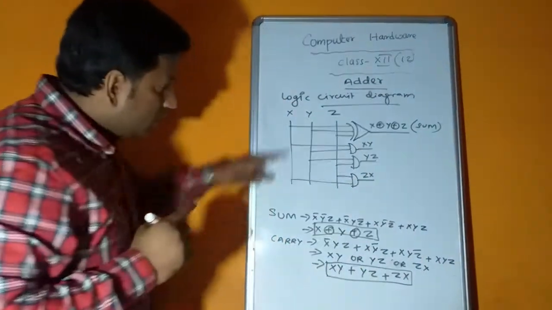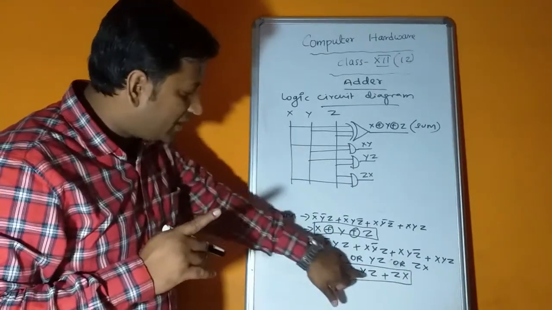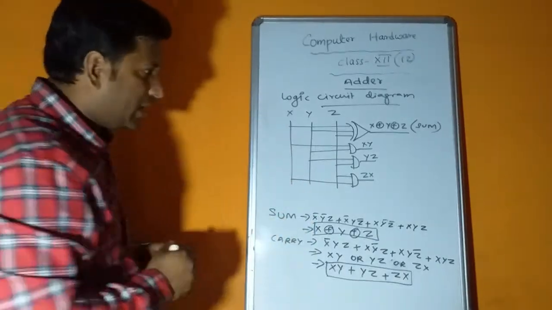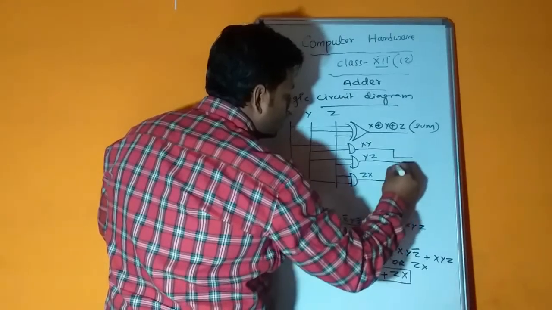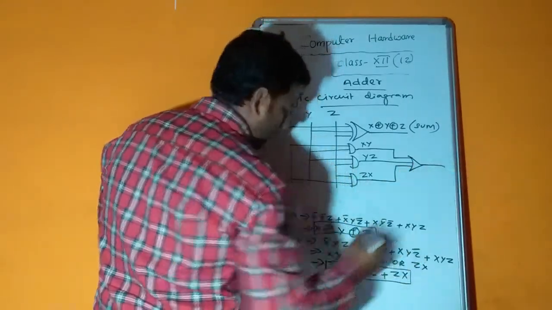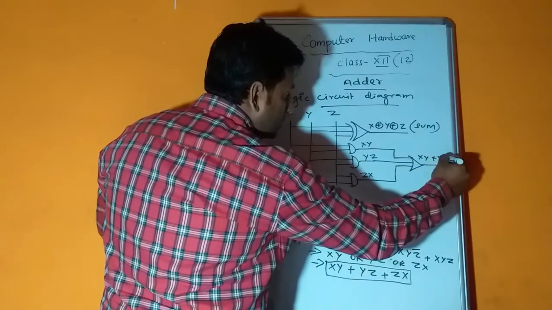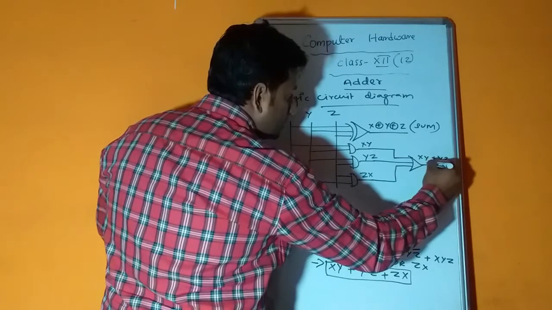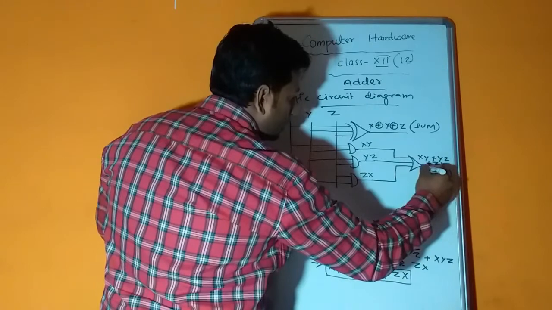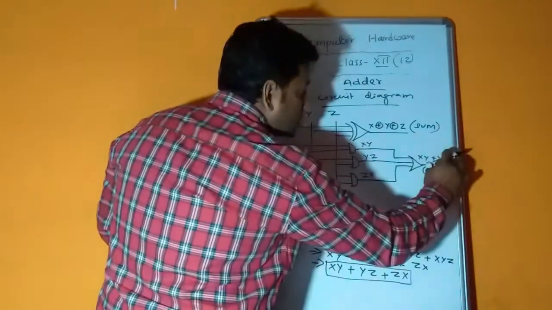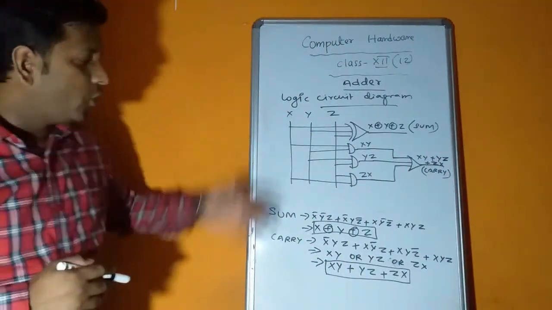Now see, these three different gates are AND gates, because x dot y is an AND gate. Now these AND gates are joined together with the help of an OR gate. So OR gate, this is xy plus yz plus zx, which is known as carry. So this is all about this. Okay, so children, this is all about full adder.